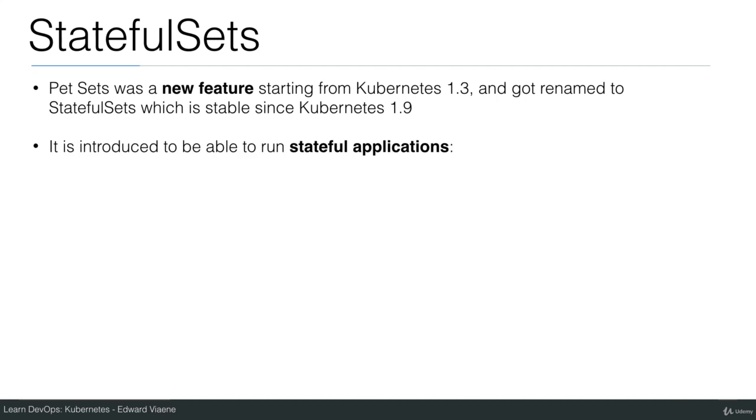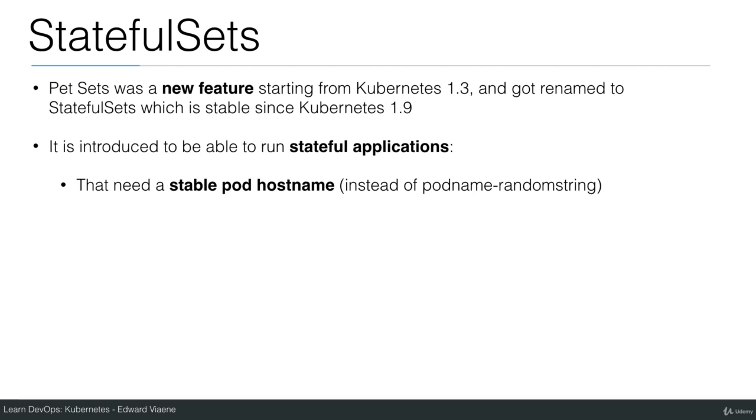It is introduced to be able to run stateful applications that need a stable pod host name instead of a pod name with a random string, as you see when you run, for instance, deployments. They have a random string after the pod name, so they don't really have a stable host name. You always need to go over the service to then get access to one of the pods you're running.